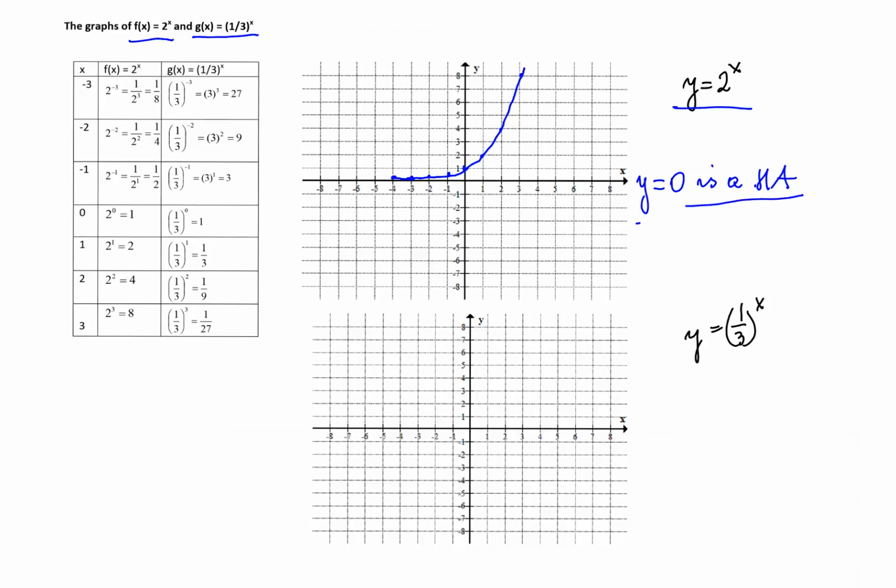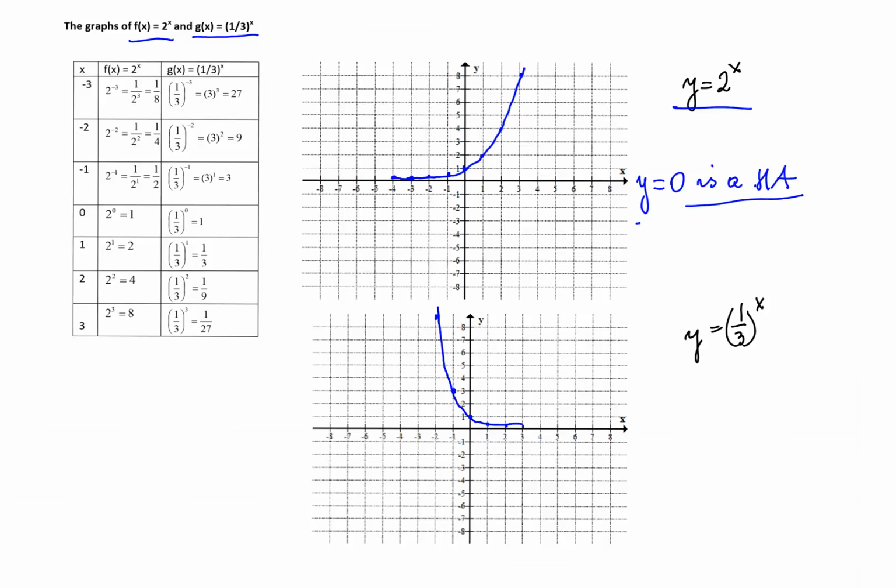To graph the function (1/3)^x, we proceed in the same way. We plot the points and connect them with a continuous curve. The first point would have been (-3, 27), but it will not fit on our graph, so we move to the next one, (-2, 9). This point should be somewhere here. Then (-1, 3), (0, 1), (1, 1/3), (2, 1/9), and (3, 1/27). Again, the pattern is evident, so we connect those points with a continuous curve.